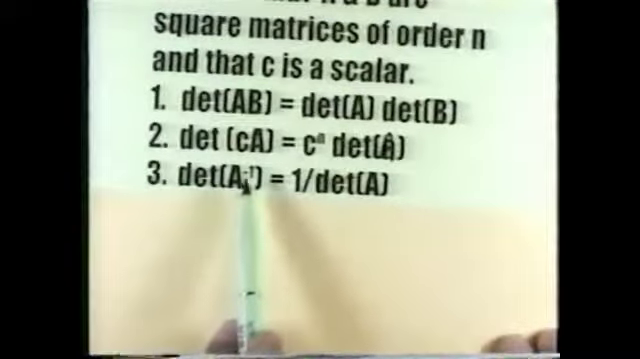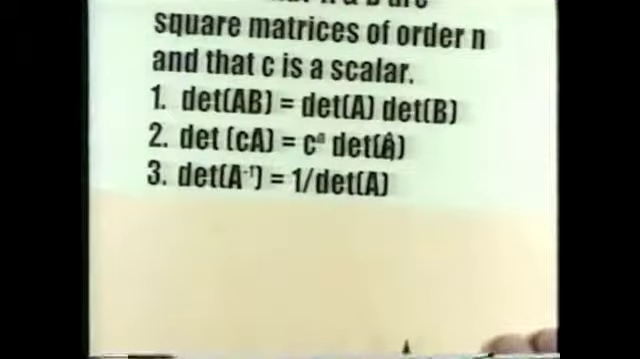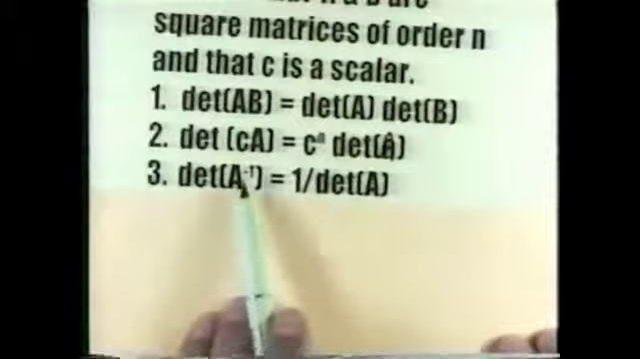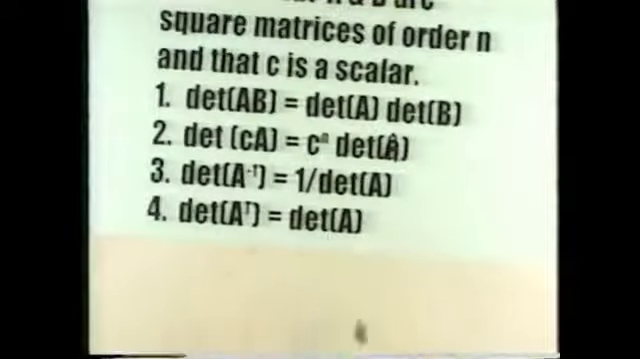The determinant of A inverse is 1 over the determinant of A. The determinant of A transpose is the same as the determinant of A.